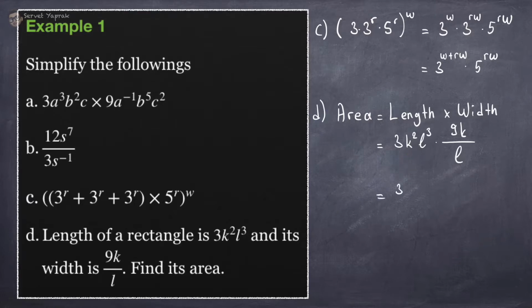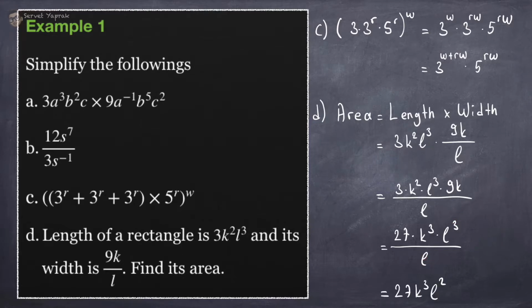So we can actually multiply numerators together, 3k squared L cubed times 9k over L. And if we multiply the constant terms and the same base terms, k squared and k, we have 27 k cubed L cubed over L, and L cubed and L can be simplified as L squared, so the result will be 27 k cubed L squared.